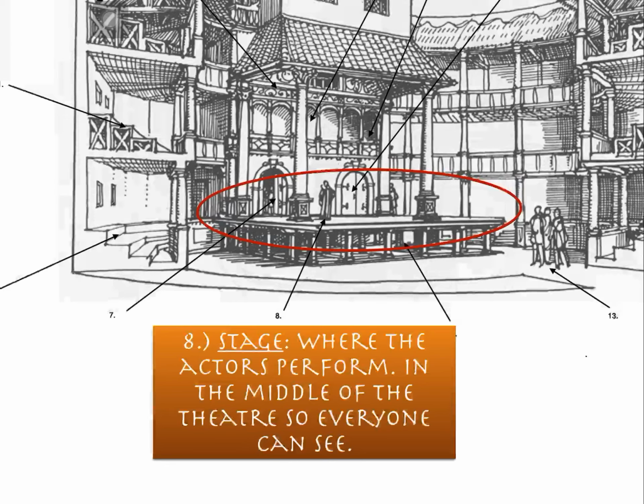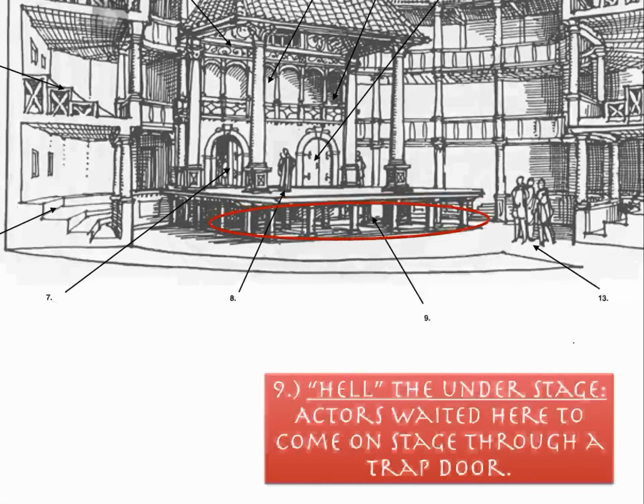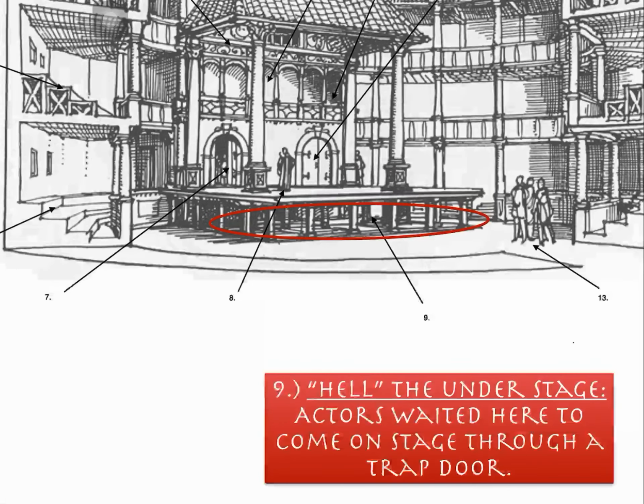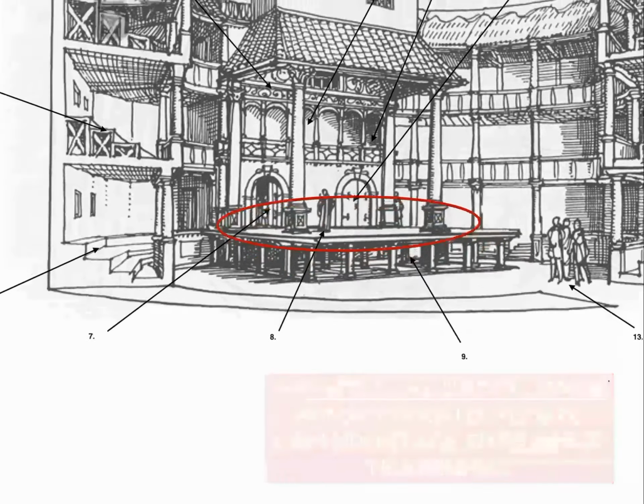The Globe is unique in that it's a totally circular theater, so there really isn't a bad seat in the entire theater. And the stage is obviously the focal point, and everyone can see. Underneath the stage was an area called Hell, which is where actors would wait to come on through a trapdoor, or where they would fall through a trapdoor. Again, Shakespeare plays had a lot of magical or fantastical creatures, and so if they needed to disappear quickly, that would be an easy way to do so.